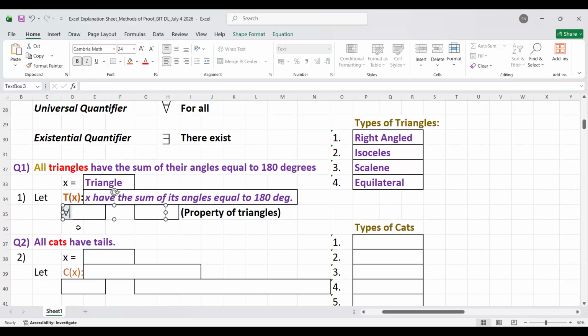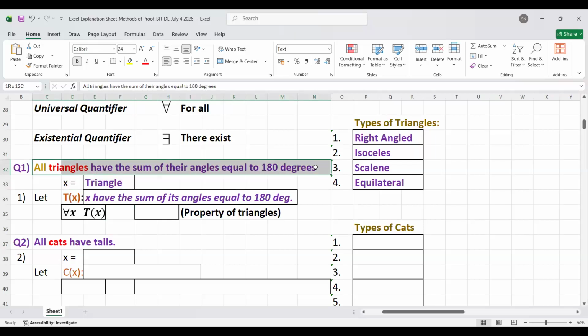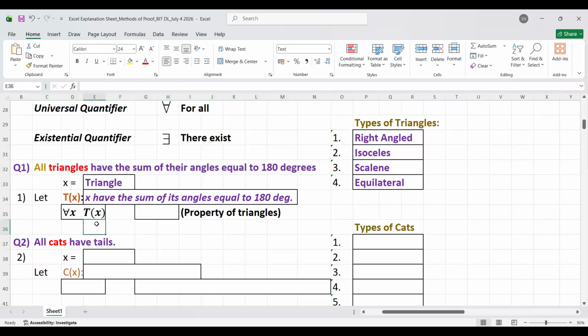So this one is going to be for all x, okay? And then that triangle having the sum of angles equal to 180 will be capital T into bracket x. So that will be the statement, all triangles have the sum of angles equal to 180. I've translated that whole problem into symbolic form. Okay, so that is what you have here.